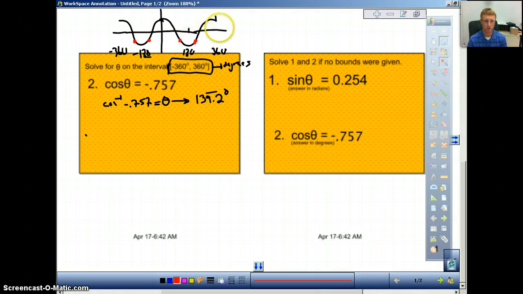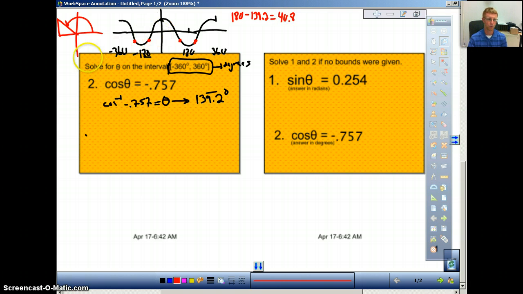Well, there's a couple ways you can do this. If you think about your unit circle, if we go 139.2 degrees, we're going all the way to here, and then we get this reference angle right here. So this reference angle is going to be 180 minus 139.2. So we do 180 minus 139.2 to get that reference angle, and that ends up being 40.8 degrees.